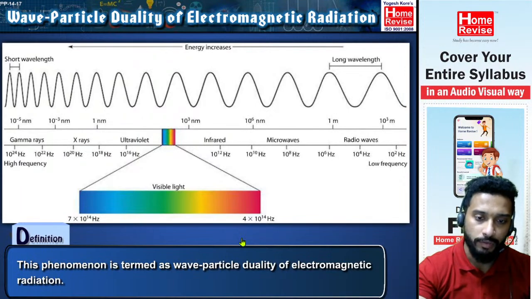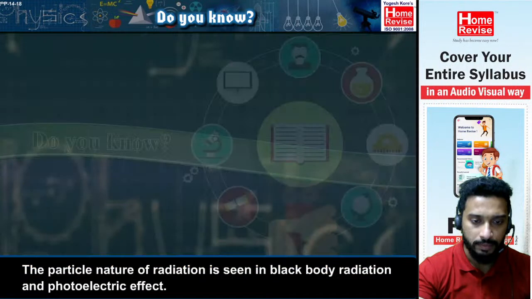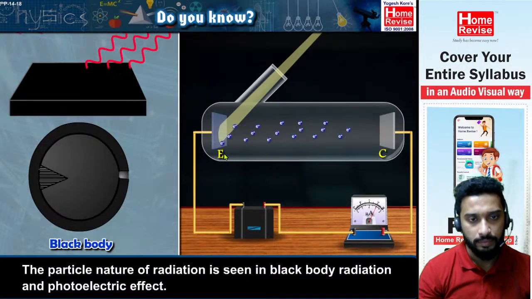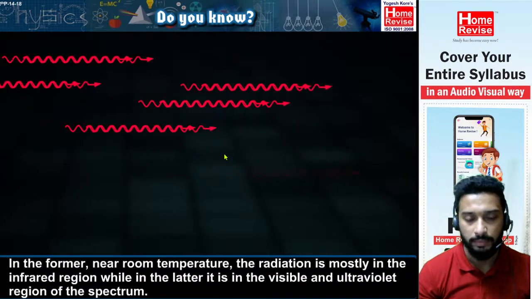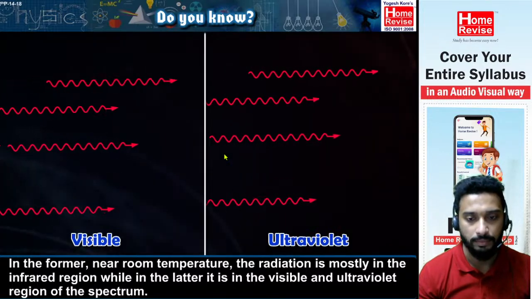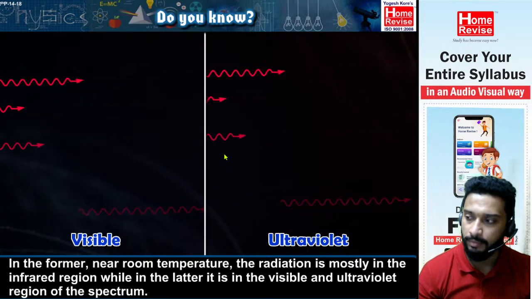That's it. This is all you have to do and write. Do you know? The particle nature of radiation is seen in black body radiation and photoelectric effect. In the former, near room temperature, the radiation is mostly in the infrared region, while in the latter, it is in the visible and ultraviolet region of the spectrum.